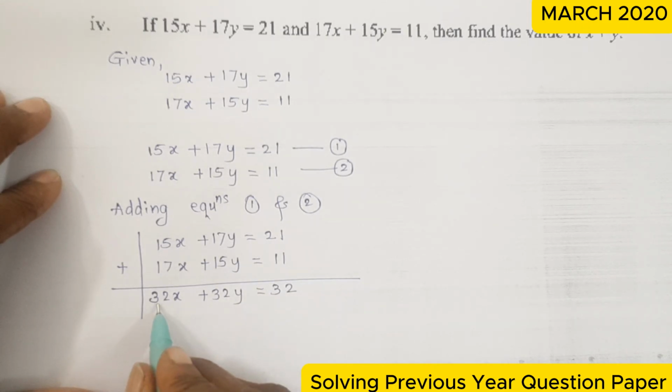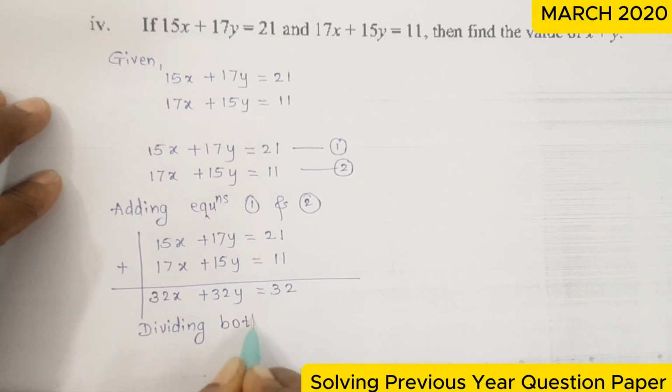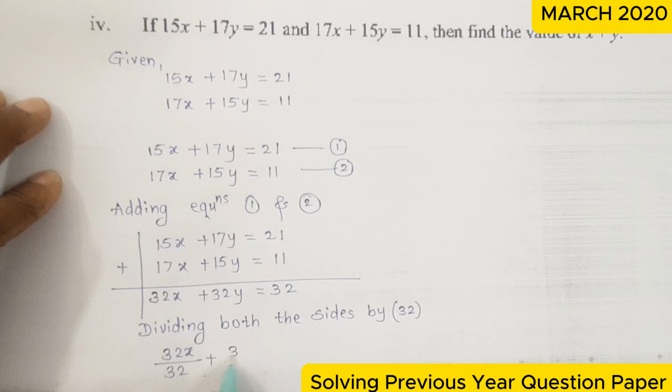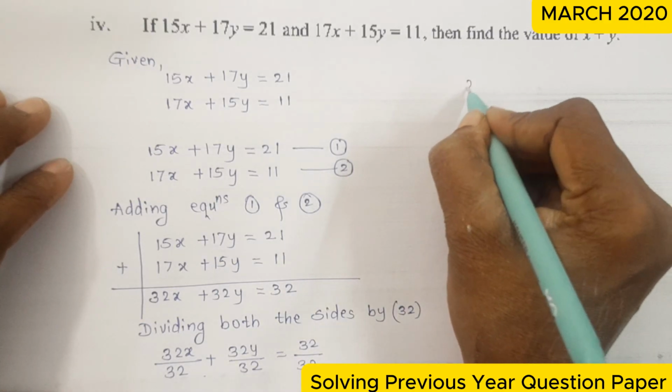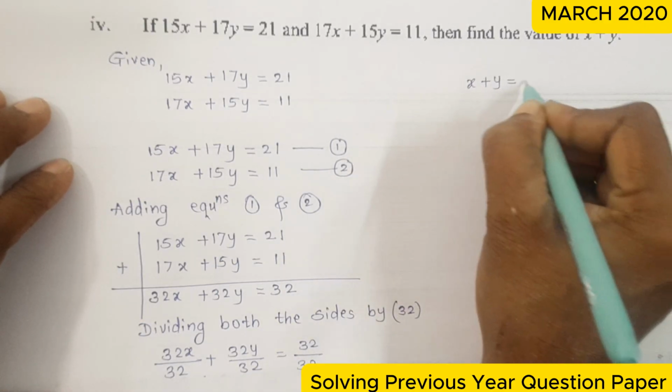So now here is 32, here is 32, here is also 32. So we write here dividing both the sides by 32. Then here 32x upon 32 plus 32y upon 32 is equal to 32 upon 32. Then here students, x plus y is equal to 1.